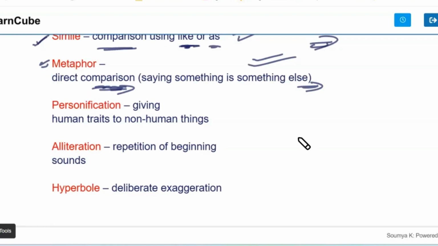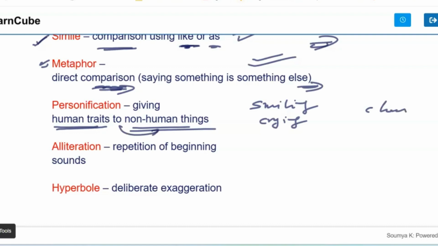Okay. One is personification. It means the human traits are given to non-human things. For example, some human traits like smiling, laughing, crying, and all the emotions and anything that a human does is given to any of the non-human things. Like it can be given to a chair. The chair is running. So that means it is personification. The chair is being given the quality of the human that is running. Okay, this type of example is personification.